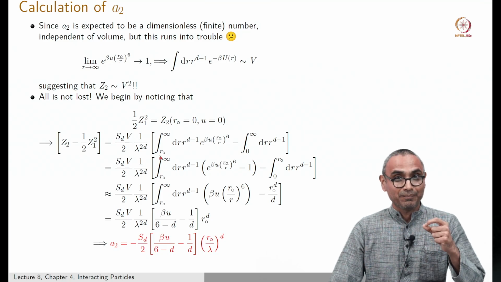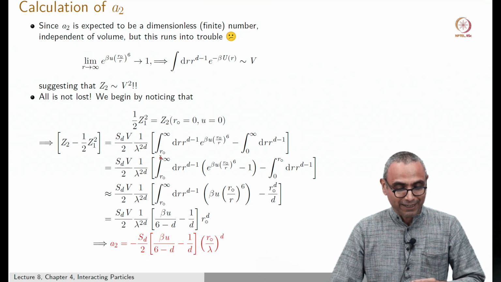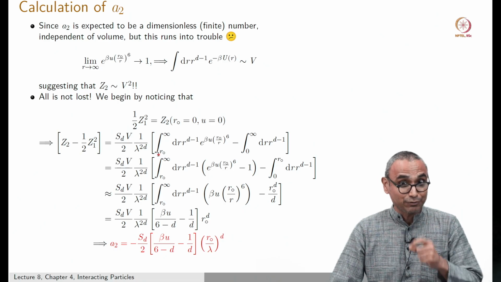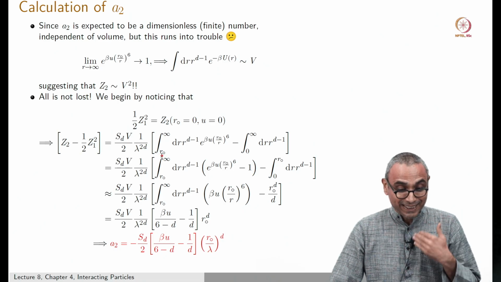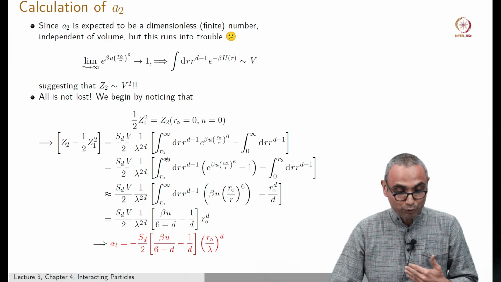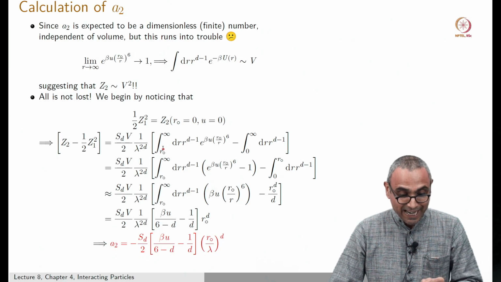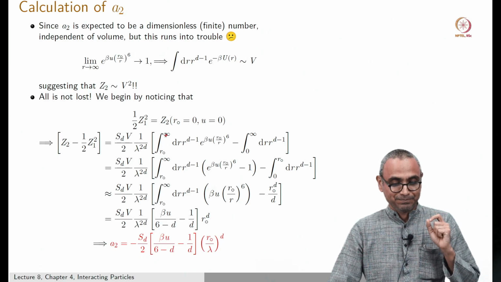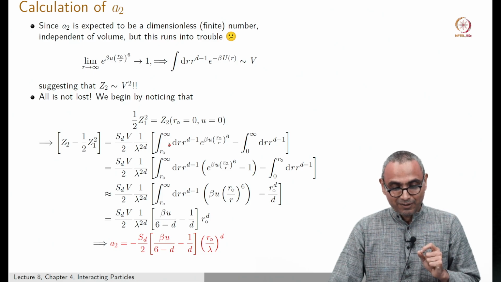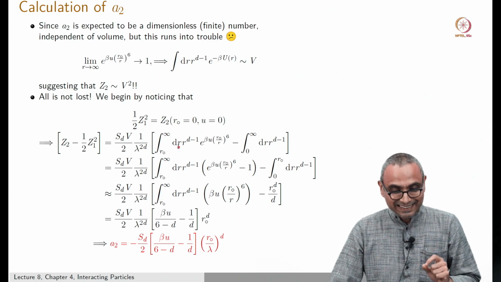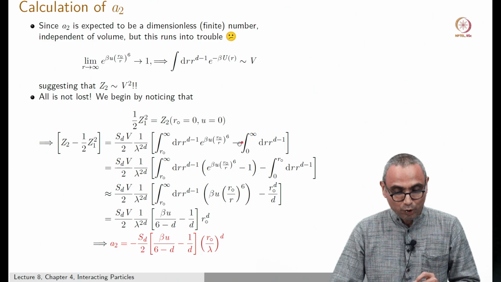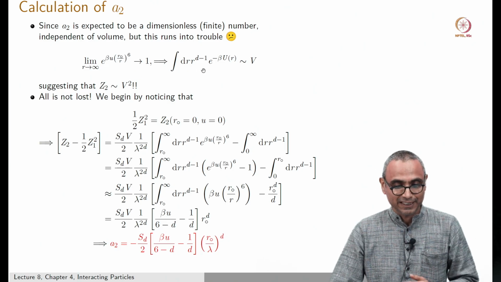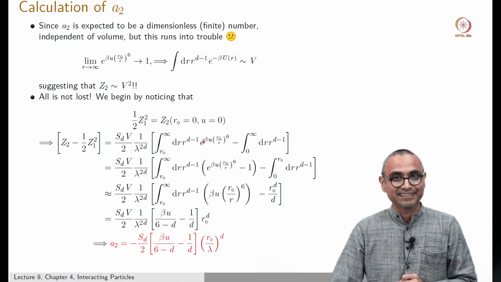And I have now become a little bit more careful. I now know there is a hard sphere constraint. So I start the integration of Z2 from r0 and go all the way to infinity. And then this dr, r to the d minus 1, this whole thing is what we had for e to the minus beta u here. I am just sticking that in here.